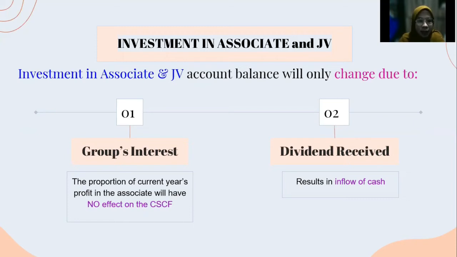The proportion of the current year's profit in the associate will have no effect on the consolidated statement of cash flow and has nothing to do with cash or cash equivalents. Second is dividend received.